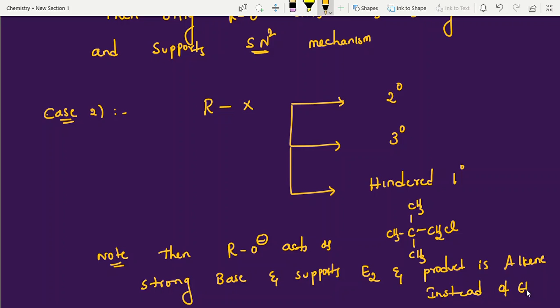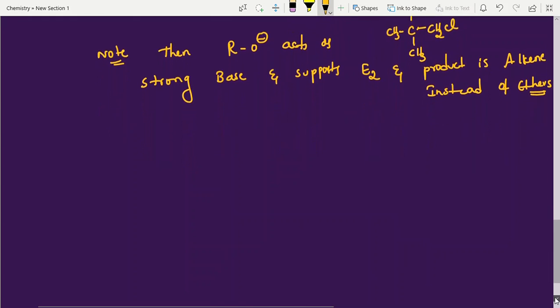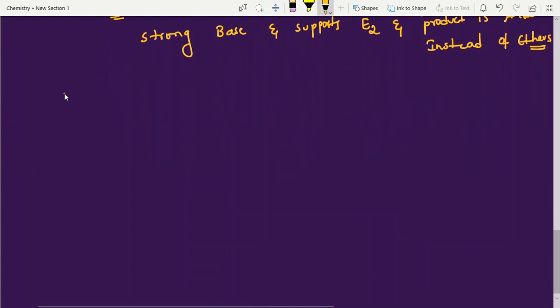What is our target here, students? We are going to make ethers, but we are not getting ethers, no? That's why whenever you see this group, that is not favorable for us. Always we have to take simple alkyl halide. Keep it in mind. Simple alkyl halides. And next, case 3.